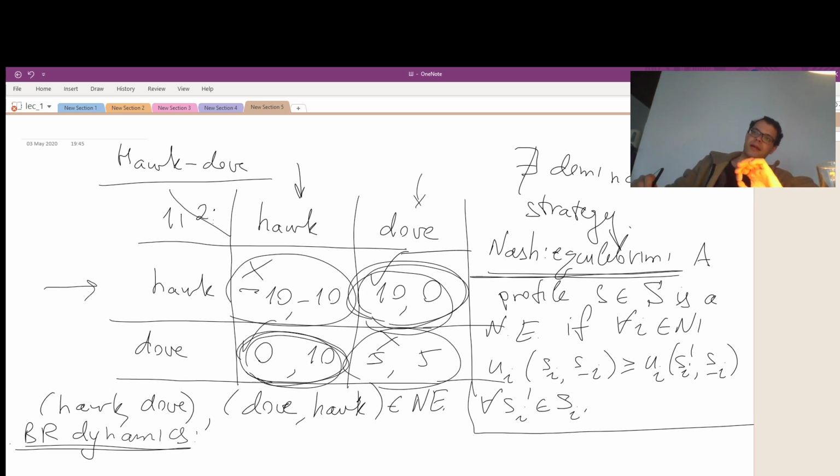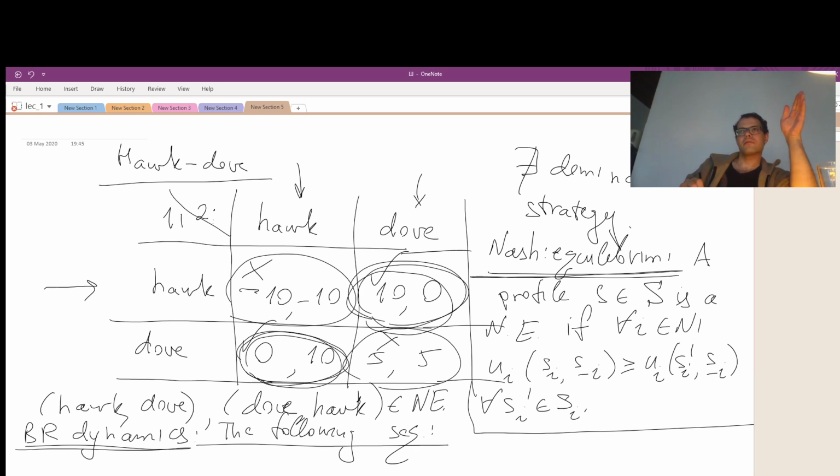It's the following sequence. At time 0, they both begin at some profile. We may begin at any profile. And then they alternately, each player best responds, so finds a best response to what the others do now. In the case of two players, it's just the first, the second, the first, the second.